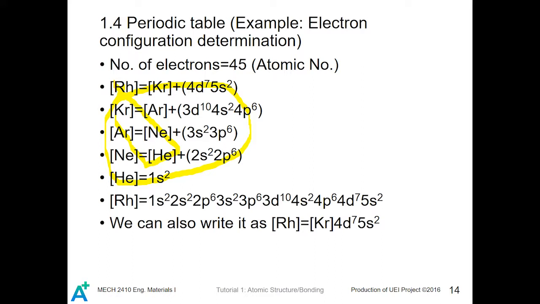For rhodium, there are 9 electrons left, or 9 electrons more than krypton's electron number. And how can we arrange them? We can observe it by the blocks. And using the block concept, we find that the electron configuration of rhodium is this one. And we can also write it this way.